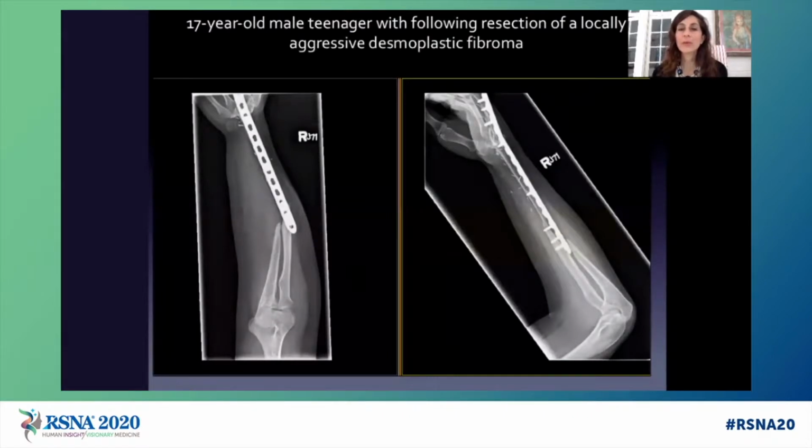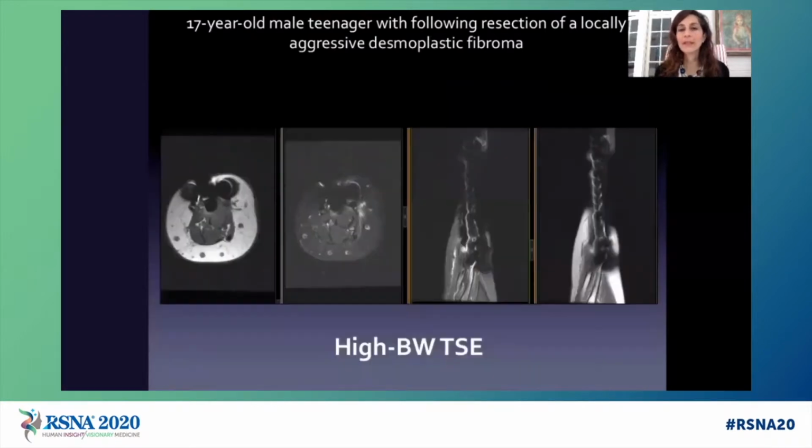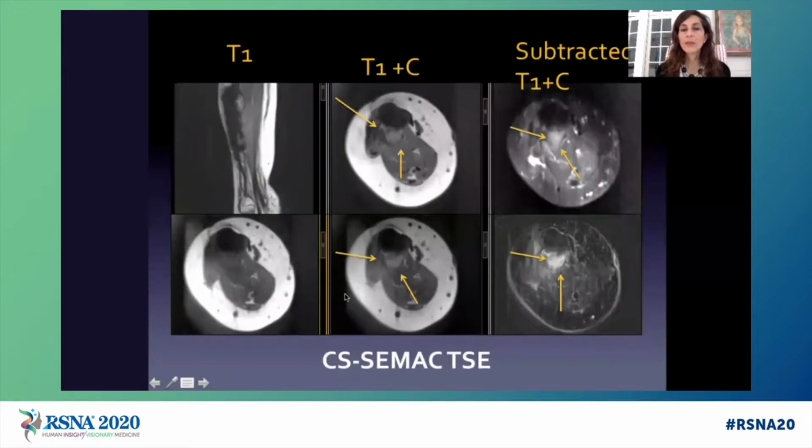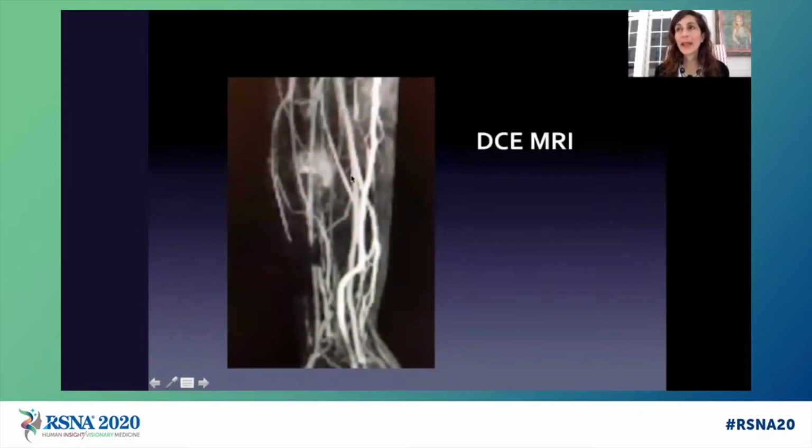So here's an example of a patient with desmoplastic fibroma with lots of metal in the field of view. We can't see much by CT. This is conventional high bandwidth imaging. You do see that there's very good signal remote from the metal itself, but a lot of artifact immediately at the location of metal. Whereas with the CMAC sequence, then we give contrast. We see that there's an enhancing nodule adjacent to the metal, and we see it a little bit better with subtraction imaging. And then with DCE MRI, we see the enhancement of this nodule to good advantage, and we know that this is recurrent tumor.